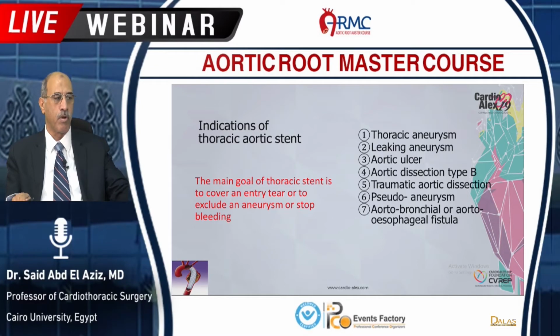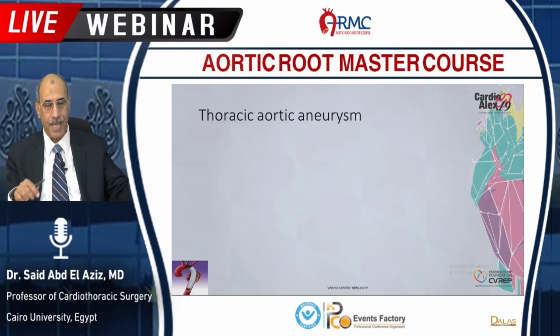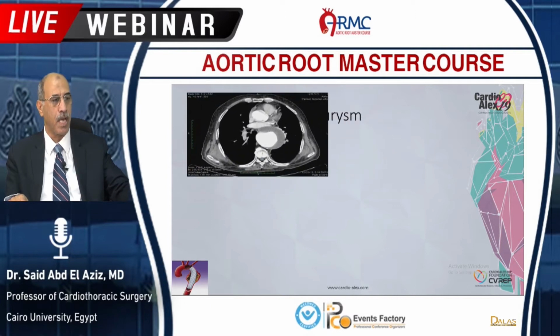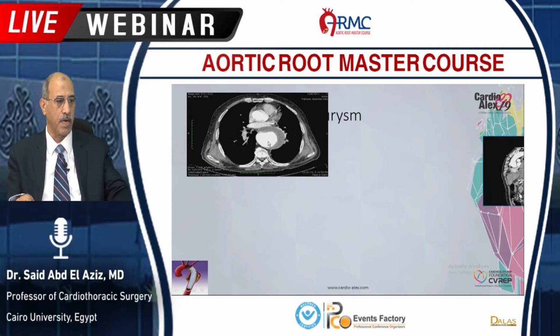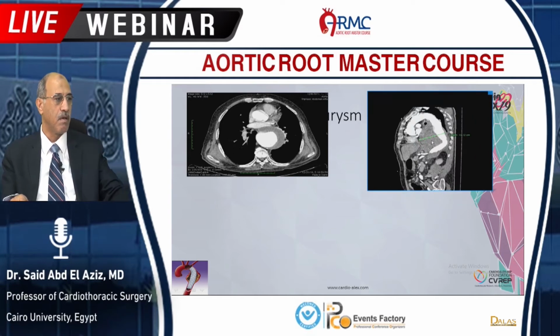There are many indications, as you know: thoracic aneurysm, leaking aneurysm, aortic ulcers like penetrating ulcer, type B aortic dissection, traumatic dissection as in accidents, pseudoaneurysm, or aortobronchial or aortoesophageal fistula. Let us take it one by one. Here we have a big descending thoracic aneurysm. Here is another one, a huge descending thoracic aneurysm with intramural thrombus.